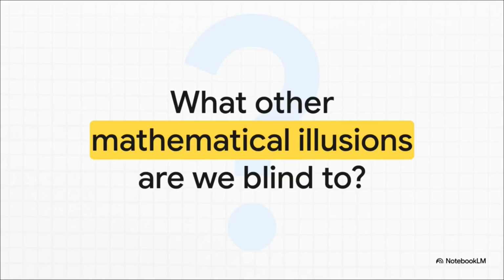Which leaves us with this incredible thought to ponder. If UGM is right and reality truly has no infinities, what other mathematical illusions have we been totally blind to? What else in our science textbooks is literally just an equation run amok? It's wild to think about.